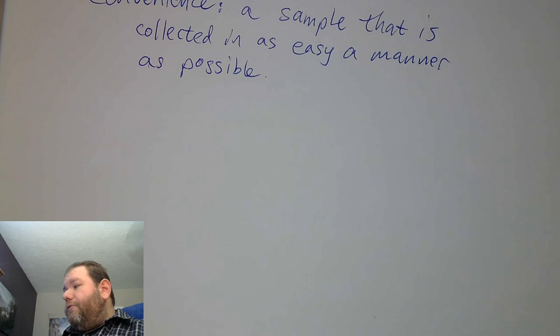We didn't break them into groups, so it can't be stratified, can't be clustered. We didn't pick every 10th member from the roster, so it can't be systematic. And we know it's not convenience. We already talked about that one. So the only thing left is it has to be just simple random sampling.